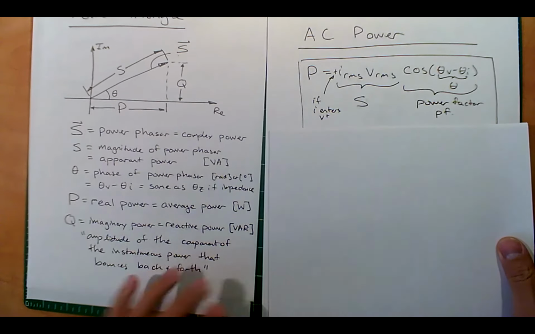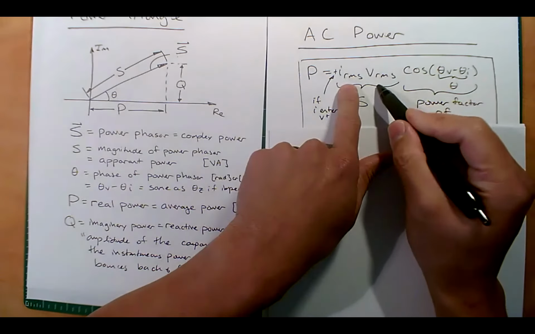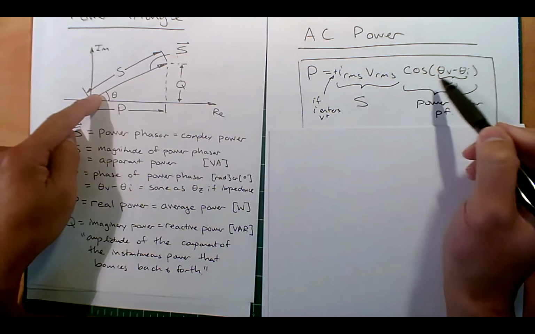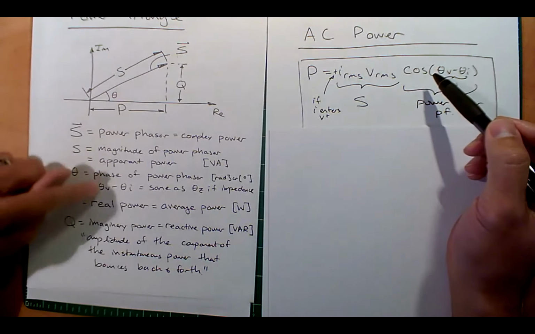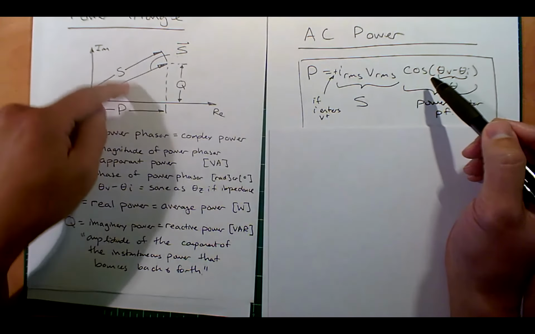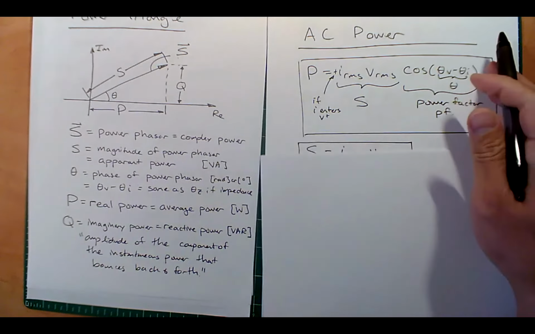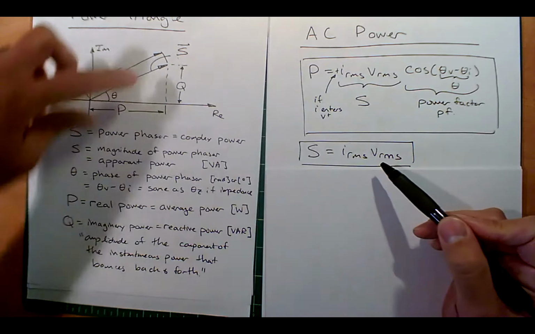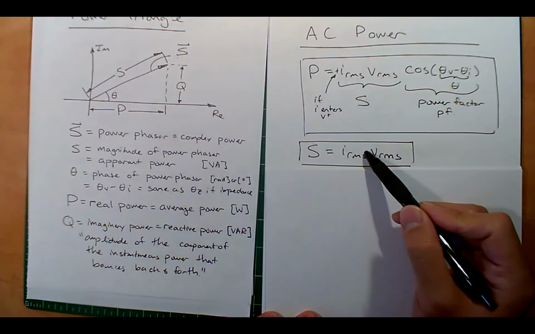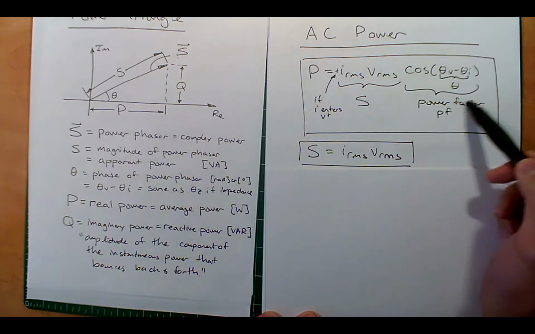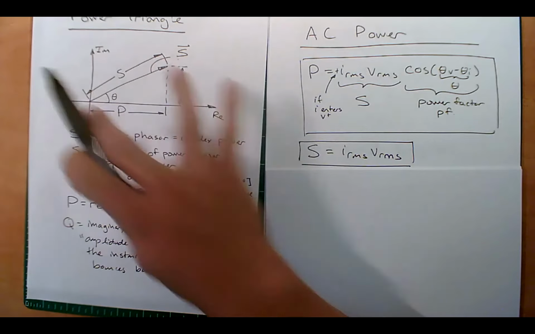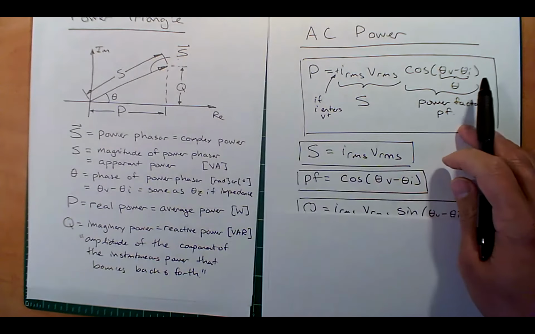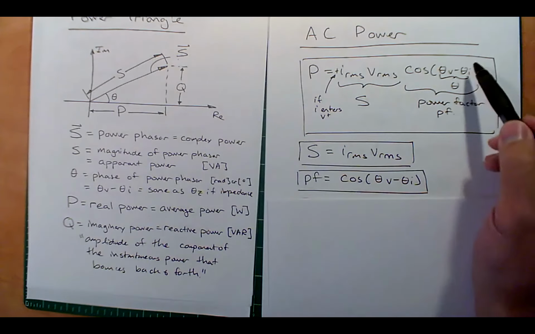If you want to calculate P, it's IRMS VRMS, which is just S times the cosine of theta V minus theta I. So theta is theta V minus theta I, and you can easily see this from trig. S is, of course, IRMS VRMS. It's like the total available power. Notice cosine can be anywhere between -1 and 1, but S is like the absolute maximum power you could achieve. It's like your potential.